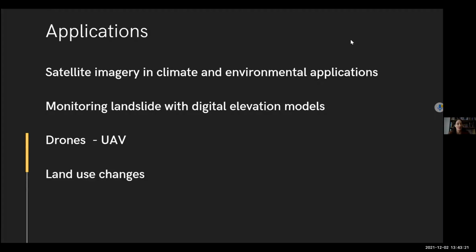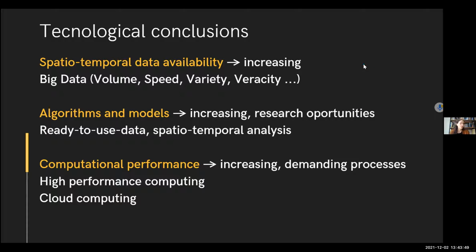will store quite a lot of images, and if you don't have an explicit structure for it, it would be a bit messy. And of course, land use change also needs that change over time. So we need to think how we will store and analyze this temporal dimension. And just to end, I will talk about some technological conclusions in this regard.